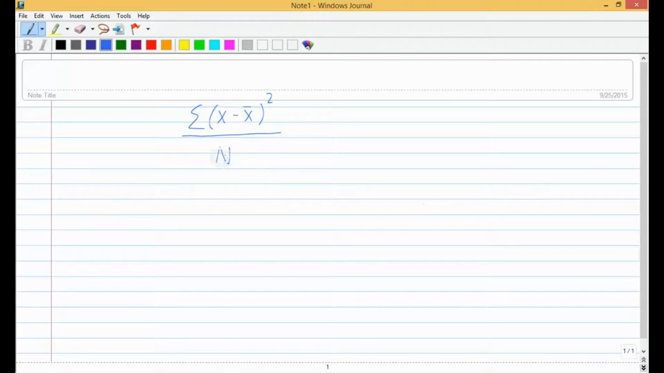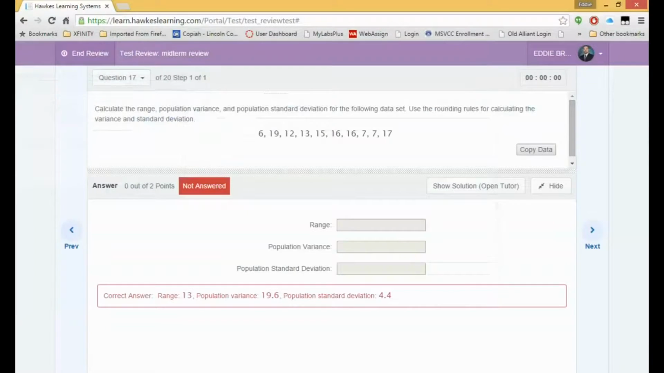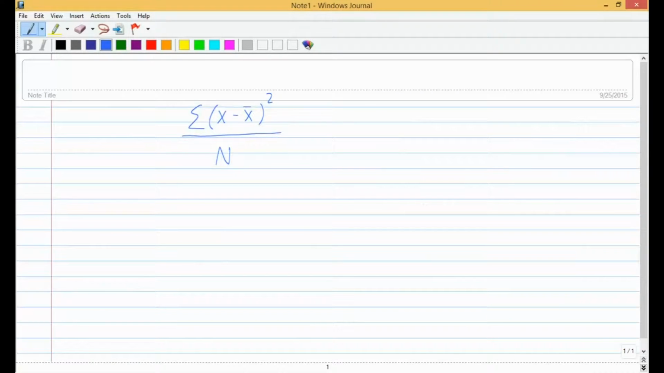So if we have 10 data items, I think we do on this one, that's what that was, yeah, then we need to divide by 10. If this was a sample variance, we would divide by n minus 1. So that's the only difference. You do all the same types of calculations.